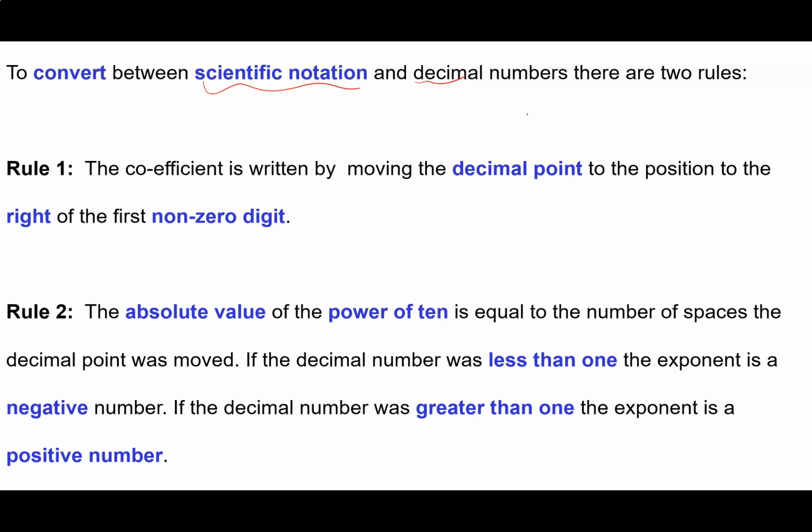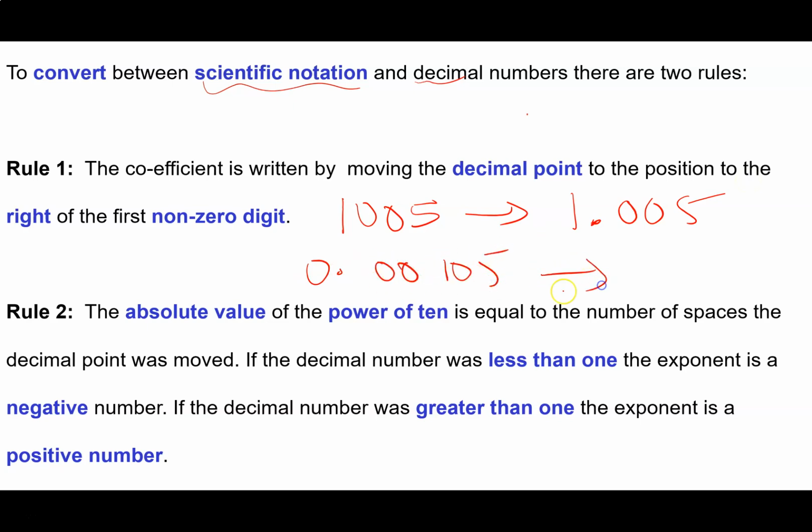So the first thing that you're going to do is take your number and place a decimal point so there's just one non-zero number to the left of the decimal point. It doesn't matter whether it's a big number or a small number, that's how you're going to get your coefficient. You're just going to move the decimal point or place a decimal point so that you have one non-zero to the left of it.